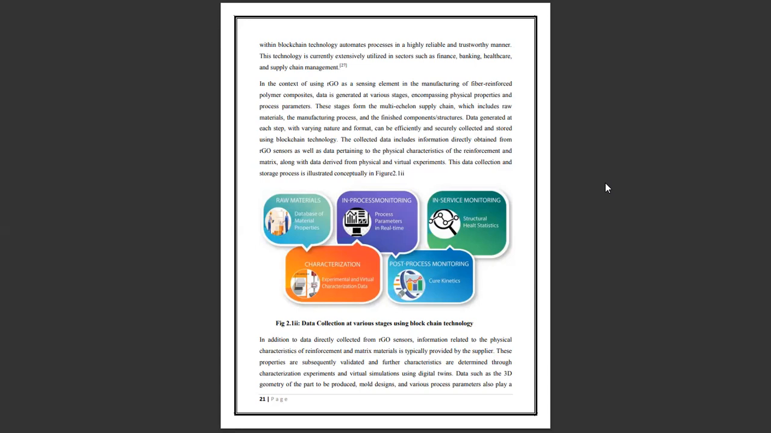Data such as the 3D geometry of the part to be produced, mold designs, and various process parameters also play a crucial role depending on the chosen manufacturing method. The RGO-coated materials can facilitate in-situ data acquisition during the manufacturing process. The inspection of finished parts generates additional data related to part quality, such as porosity maps and weight content, as well as the tolerance levels.